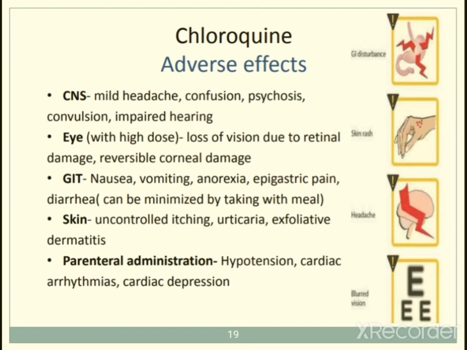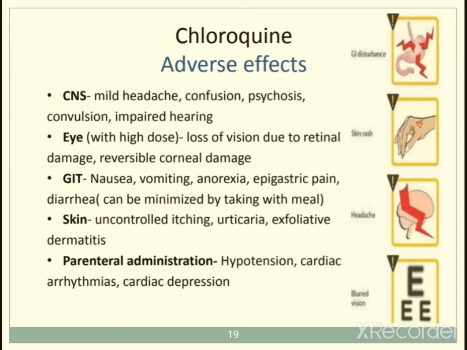In case of GIT: nausea, vomiting, anorexia, epigastric pain, diarrhea. Okay, so these can be caused, but by taking the drug with a meal, these kinds of side effects are minimized. Then in case of skin: uncontrolled itching, urticaria, exfoliative dermatitis. If we give chloroquine by parenteral administration, it will cause hypotension, sometimes cardiac arrhythmia, and cardiac depression. So these are the different side effects of chloroquine.